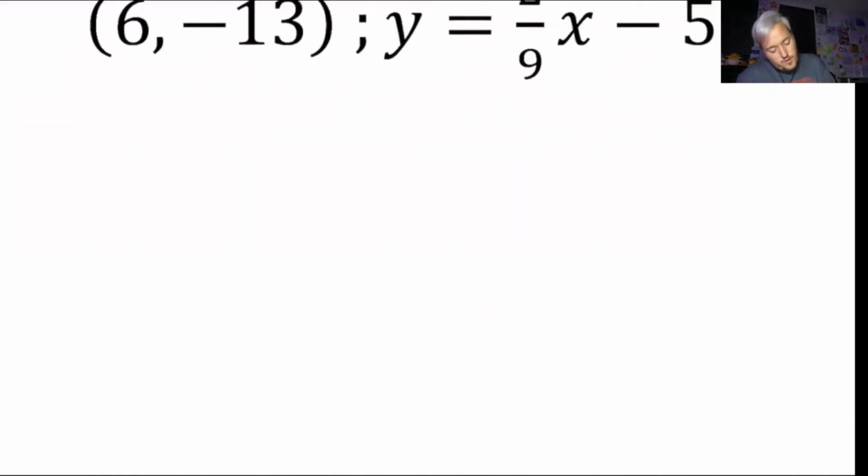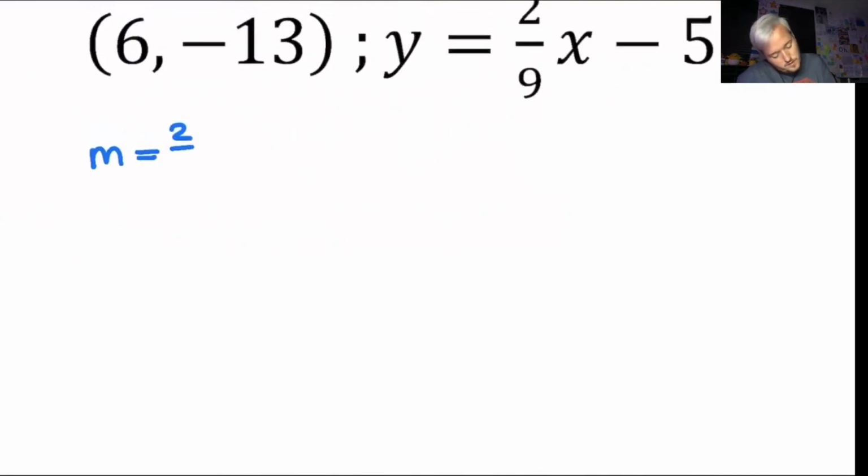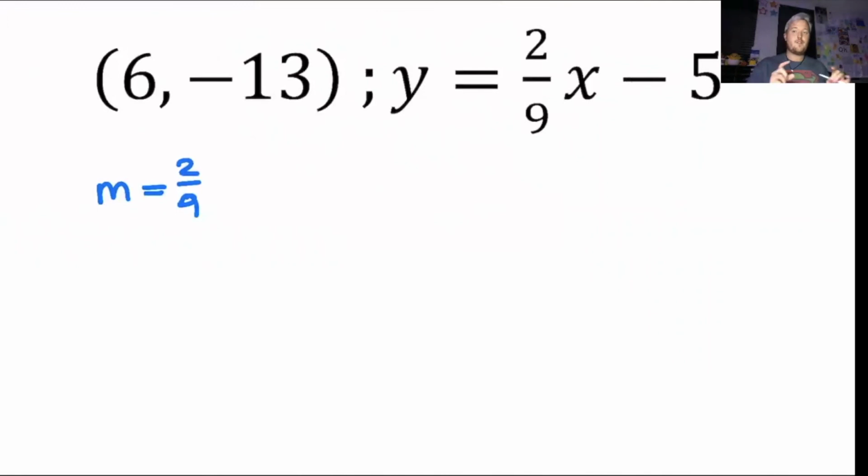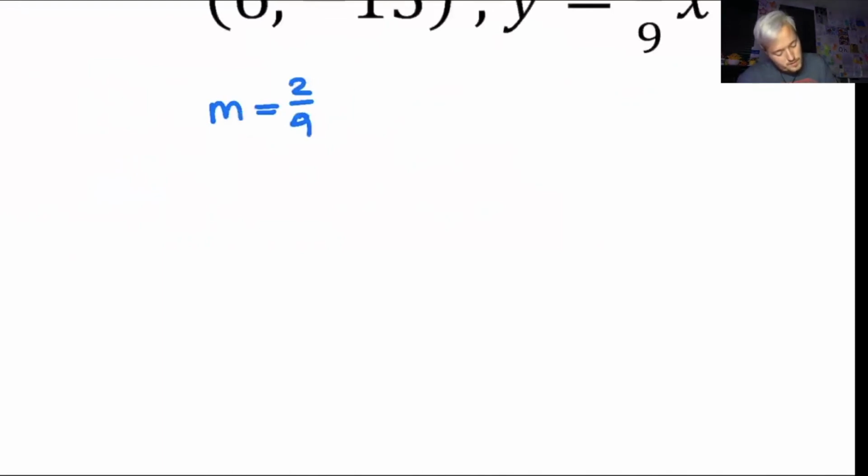So our original equation has a slope of 2/9. But for perpendicular, you have to take the opposite. So you have to flip the sign, flip the fraction. We want the opposite reciprocal. So for a perpendicular slope, the symbol for perpendicular is an upside down capital T. So I'm going to have negative 9 over positive 2.